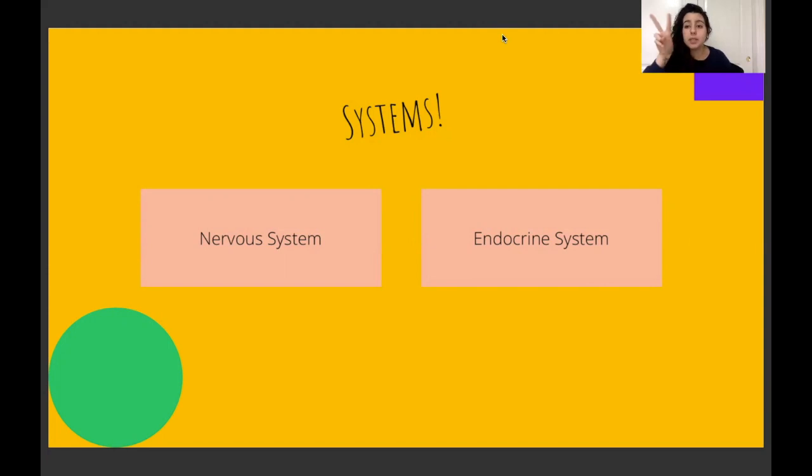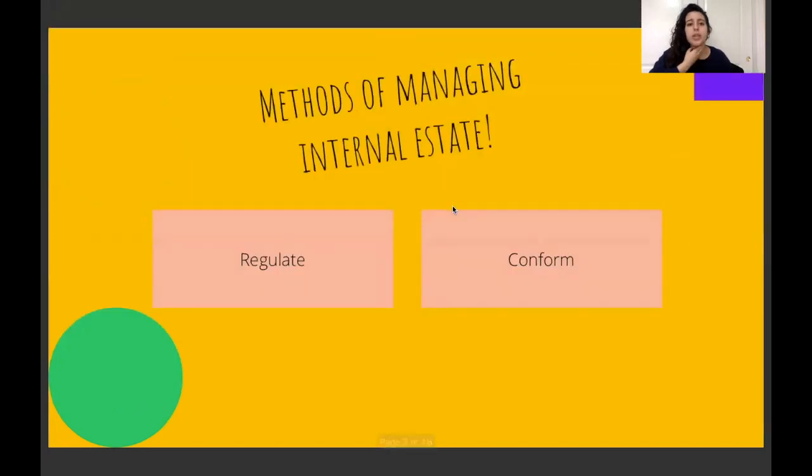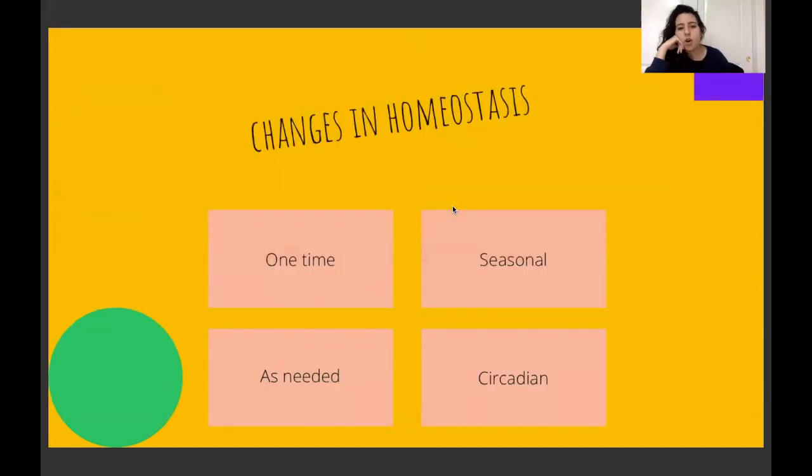Okay, so we have 2 types of systems, the nervous system and the endocrine system. You should know details about both of those, right? Which one includes the bloodstream, which one doesn't, electrical signals, all that jazz. So write down whichever ones you don't know. We have 2 types of methods of managing internal state. So there is regulating and conforming. What does that mean in relation to external temperature? You should know that. So again, feel free to pause the video, write down the terms you don't know, and then continue later on.